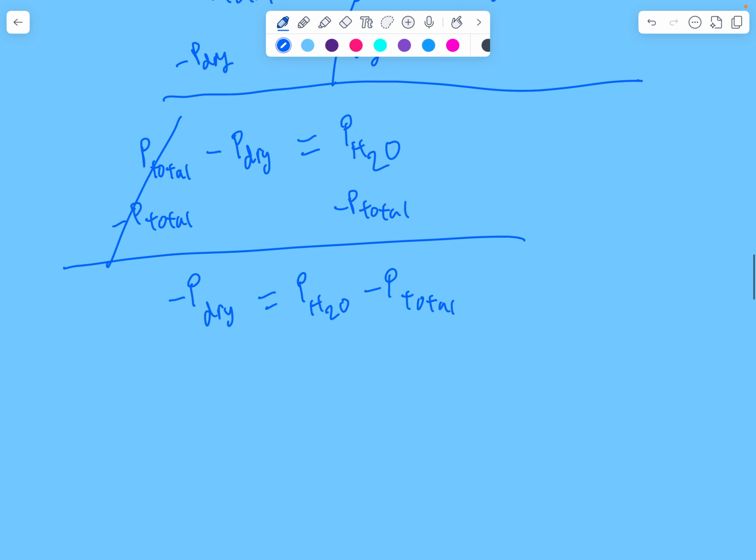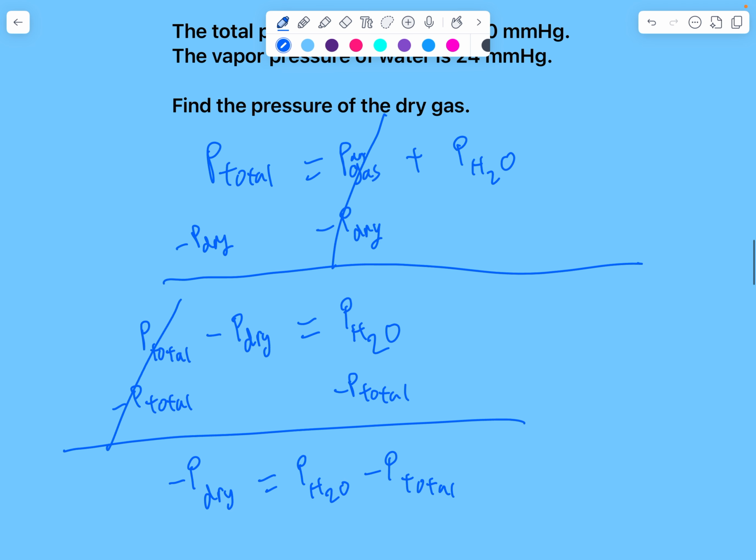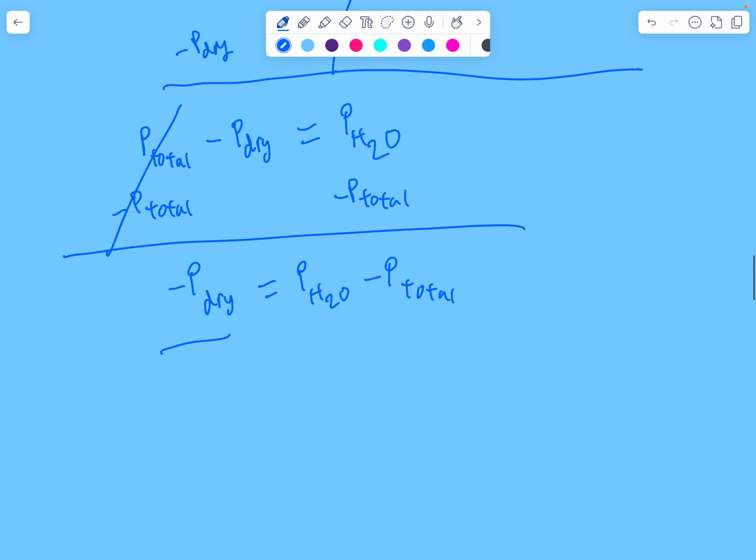We did it up there, we're doing it down here. Practice makes perfect. I don't want to know what negative P dry is. I need to know the pressure of dry gas. So I'm going to divide both sides by -1 to get rid of that weird negative sign. Why did I divide by -1 on all three of them? Guess what? What I do on one side, I gotta do to the other. So the negatives will cancel out, and I have P dry divided by 1, which is just P dry. Anything divided by 1 is itself. So you got P dry equals negative PH2O plus P total.